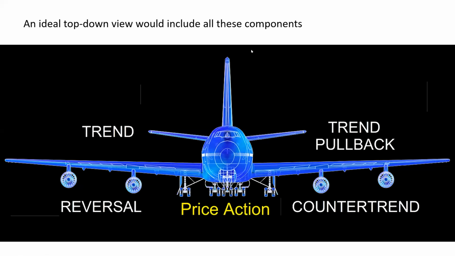And so the ideal top-down view would include the trend, the pullback, the reversal, and the counter trend, and all of this along with price action. To put all of this in one strategy, honestly, we don't have that one single strategy. That's why I run several strategies in order to balance each other out. And today, in the next minutes, I'm going to present to you just a view of trend and counter trend. And then you would have the pullback and the reversal in between.